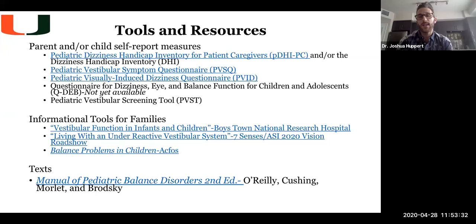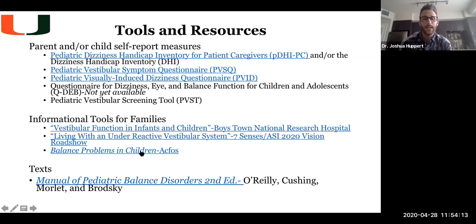There are also some really great informational tools, in particular this Balance Problems in Children packet. It's an amazing resource for families. It gives a really comprehensive but very easily approached understanding of the balance system and why it's important that it's functioning appropriately. But what I really like about it is it gives a series of different exercises and considerations families can utilize at home to stimulate the balance system during focused engaged play, during daily activities like changing diapers, like cooking, like taking out the garbage. It has a wealth of information and is a great resource for you and your family. So I would definitely recommend downloading and taking a look at that.